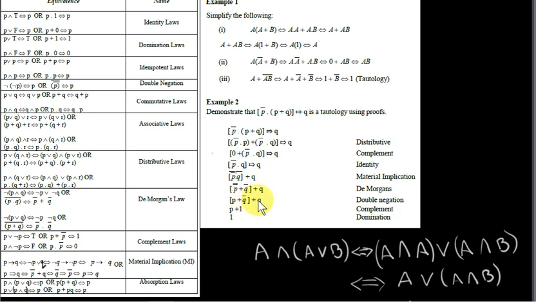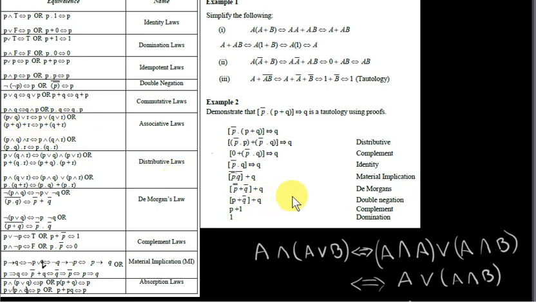Now we have three propositions added together. We can use the associative law to move these brackets. It's not actually mentioned here, but it's implied here. So here's the associative law for combining three propositions using the OR operator. P or Q or R is equivalent to P or Q or R, so it doesn't matter where we put the brackets.